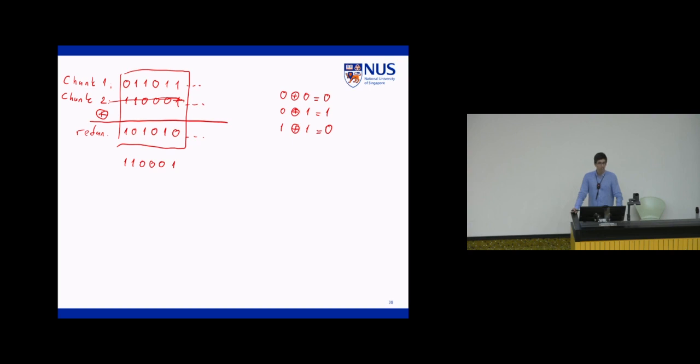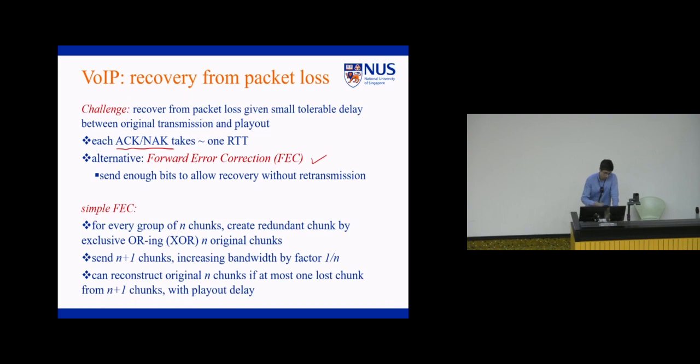Exactly. You sacrifice some bit rate. Either your chunks get bigger, or you need to send more chunks. Yeah, thanks for the answer. So instead of sending n chunks, I need to send n plus 1 chunks, increasing the bandwidth by a factor of 1 over n, where n is the number of chunks you apply your XORing to.